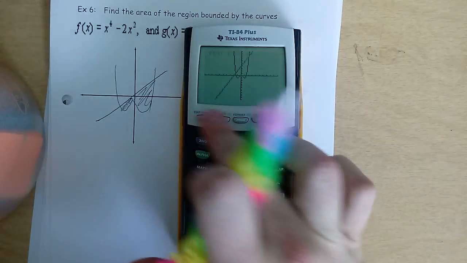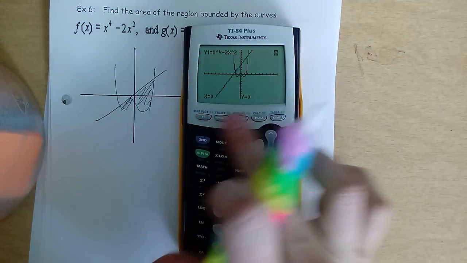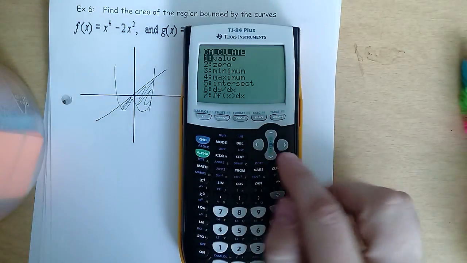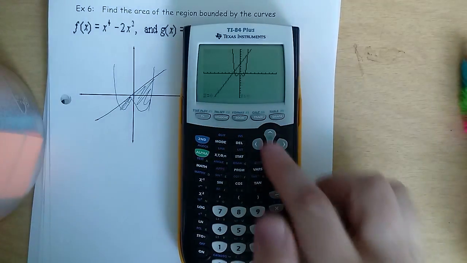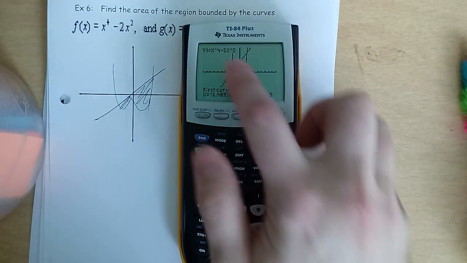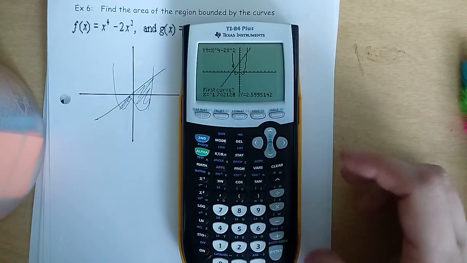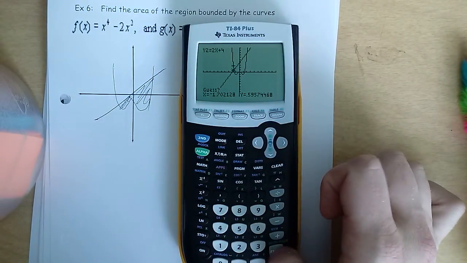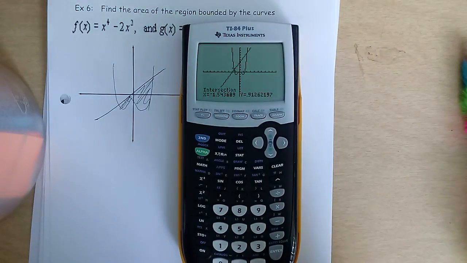Brute force time. So I'm going to go into second calc and find the intersection point. This is where you're going to have to get the cursor close to one of them. So first, second guess is right here. Oh, cool, it found that one.